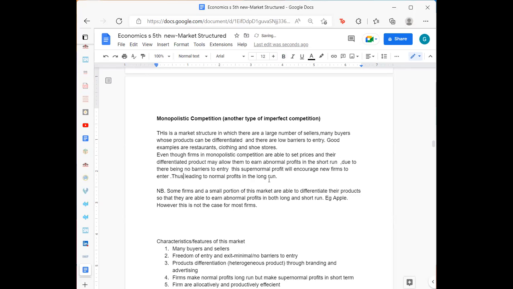So he's saying even though firms have the ability to set prices to some extent, to advertise and differentiate their product to some extent, if they make too much abnormal profit and it entices other persons to enter, right? They're going to make normal profits in the long run.